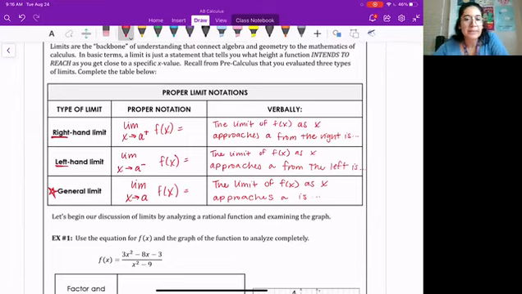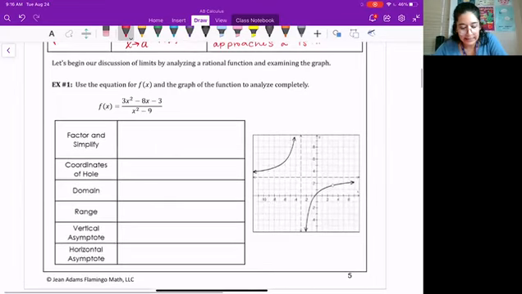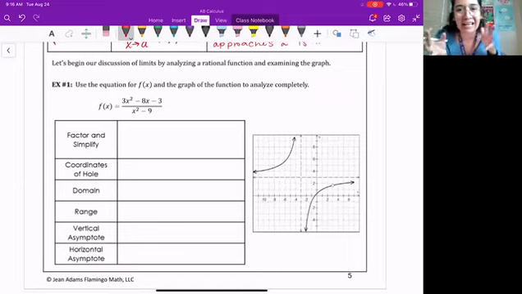It says, let's begin our discussion by analyzing this graph in example 1. Now if you were actually in class today, this is what we did for our warm up at the beginning of class. So I am going to go through this just a little bit quickly, just to not waste so much time.